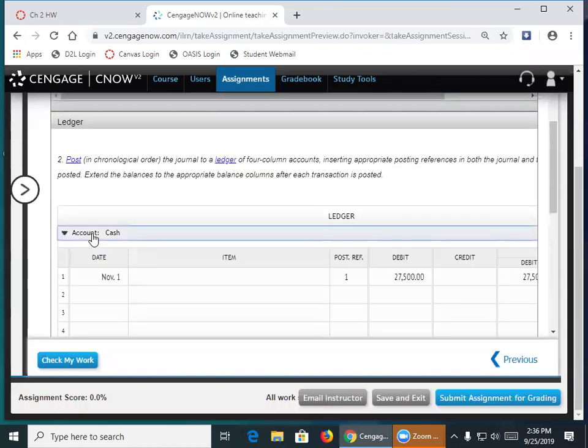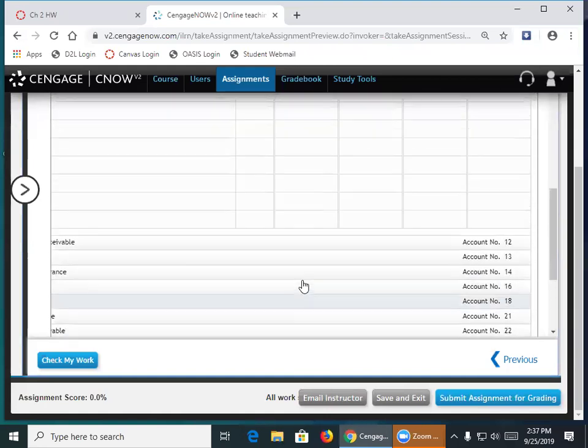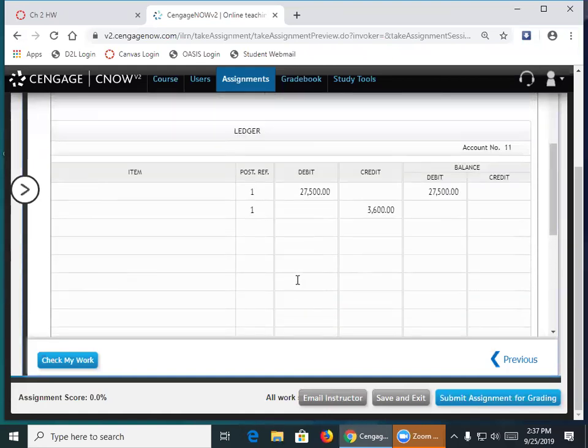And then cash was credited $3,600. So I'd come down and go to my cash ledger. On line 2, the date's still November 1st. Post reference is still journal page 1. But here we credited $3,600, right? Let me scroll over. Okay, so I had a debit and now I have a credit. So for my cash balance, I need to calculate my new cash balance. So I'm just going to subtract, right? I would take my $27,500 minus the $3,600 credit, okay? To get a new balance, which would be what, 23,900? All right.